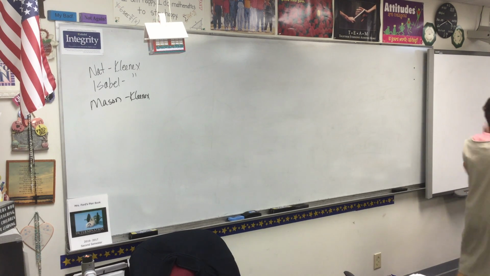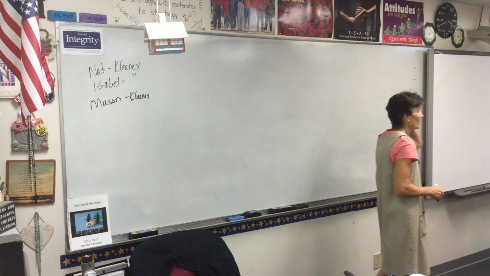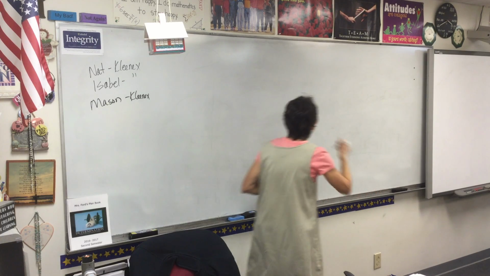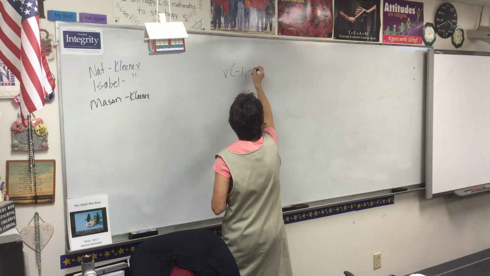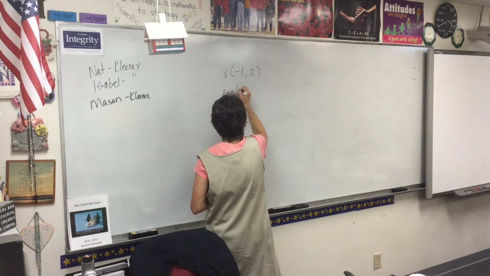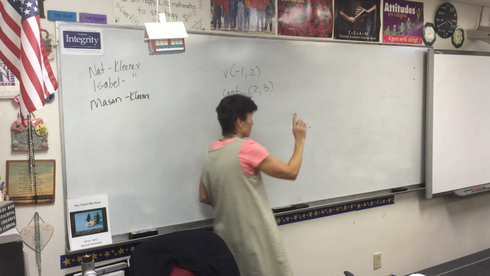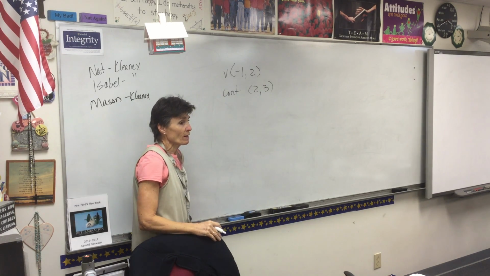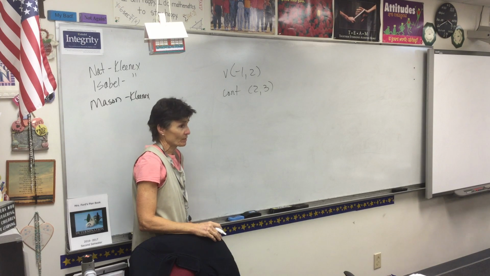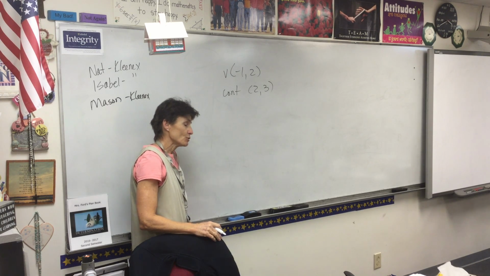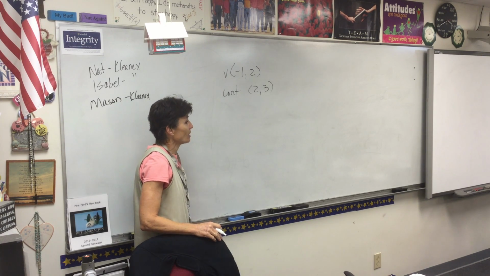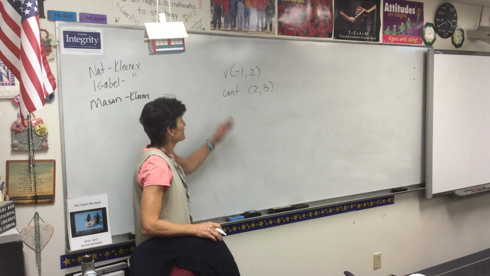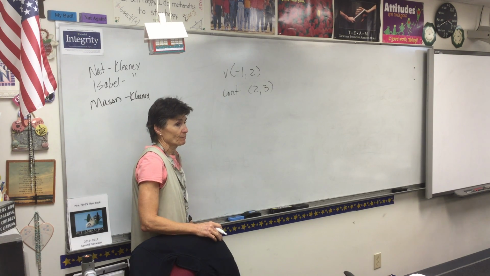So, who's got one? Who's got one written down? Olivia. Okay, the vertex is -1, 2. It contains the point 2, 3. All right, so we've done one of these already, but I think she's right. This is one of those that kids miss on test day. So your job is to write the equation of the parabola given this information.